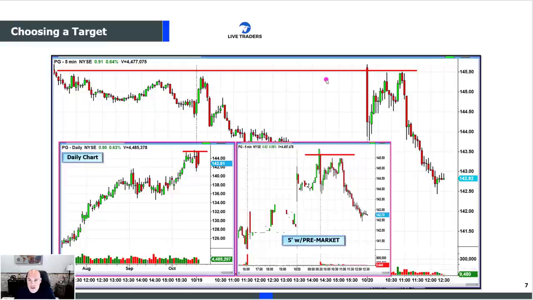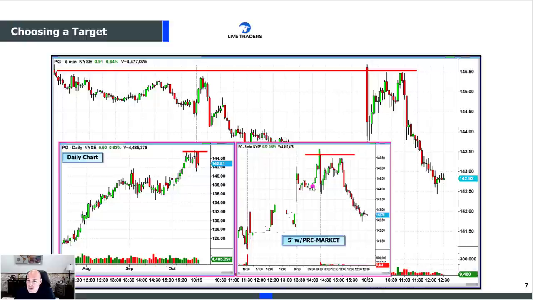And then what happens? We go to today's gap up, and what happens? It immediately rolls off the open. But what I want you to take note of is this is the market open at 9:30. But look at the pre-market high. See this chart down here? 5 minute with pre-market. This is all pre-market data. And look how this thing ripped. It ripped from 144 up to 145.70, somewhere in that range.